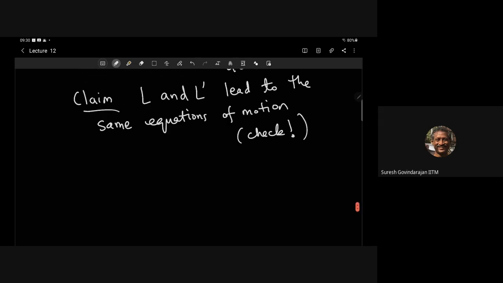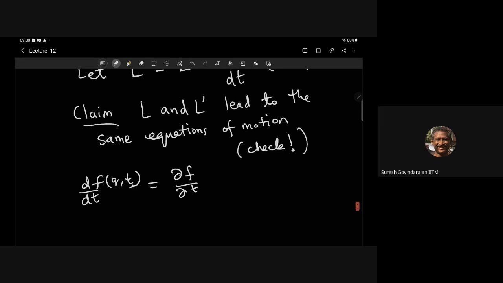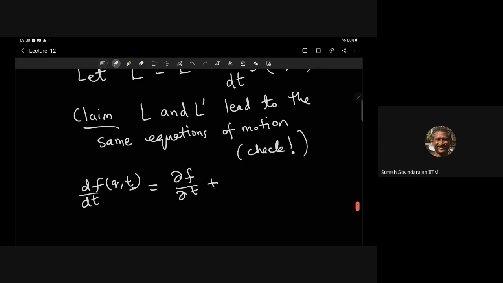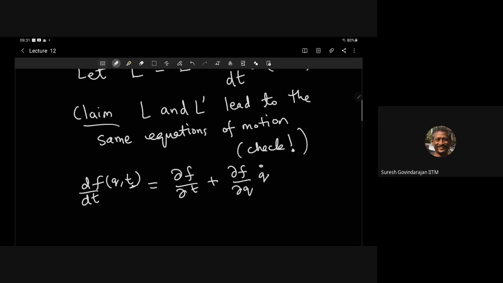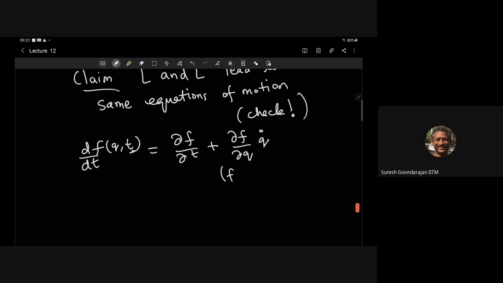But you need one formula, about which you should be careful: total derivative versus partial derivative. Please bear that in mind. So df by dt is the partial derivative with respect to the second variable, plus df by dq times q dot. This is from calculus, and you will need this.